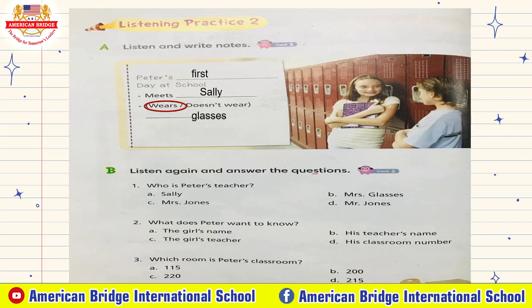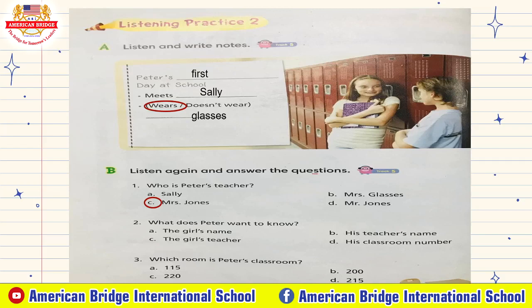Number one, who is Peter's teacher? A. Charlie. B. Mr. Glasses. Mrs. Glasses. C. Mrs. Jones. And D. Mr. Jones. Which one is the correct one, everyone? Good. The correct one is letter C, Mrs. Jones, right?